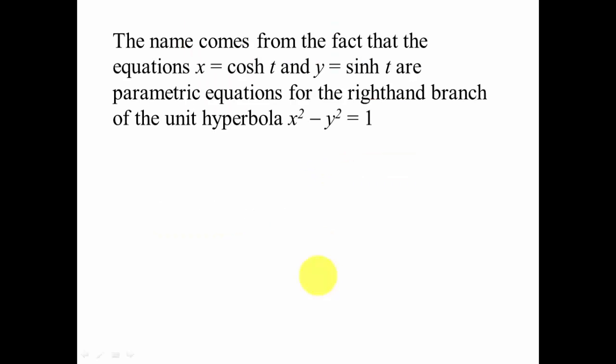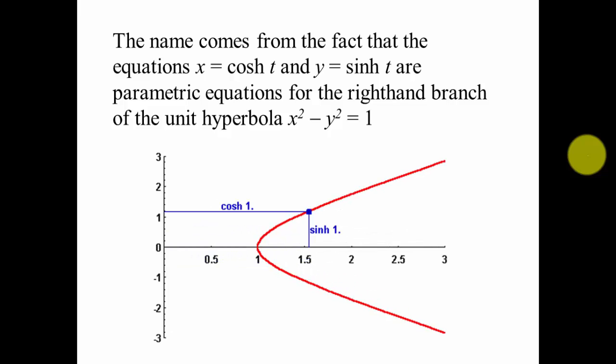So the name hyperbolic, where did they come up with that? It comes from the fact that if you took x and let it equal cosh t and y and let it equal sinh t, these would be parametric equations for the right-hand branch of a hyperbola, x squared minus y squared equals 1. And so that's why we call these the hyperbolic sine and cosine. So x is cosh, y is sinh. So if we plotted these, as we let t increase and we plotted the xy values, you can see what happens here is we end up tracing out this right-hand branch of the hyperbola.